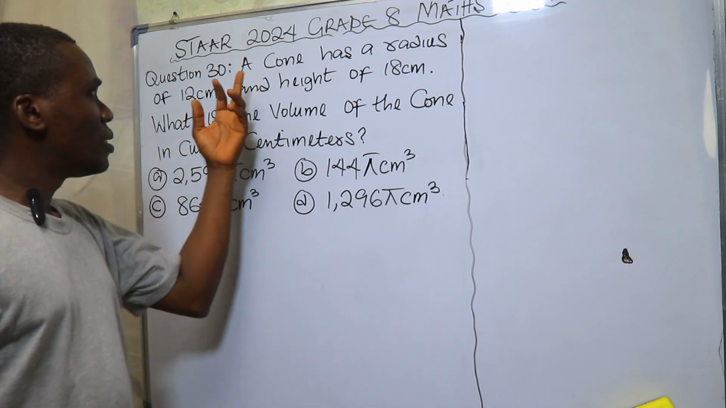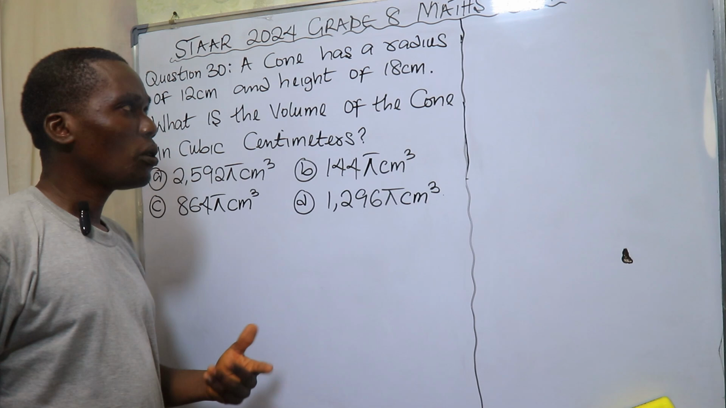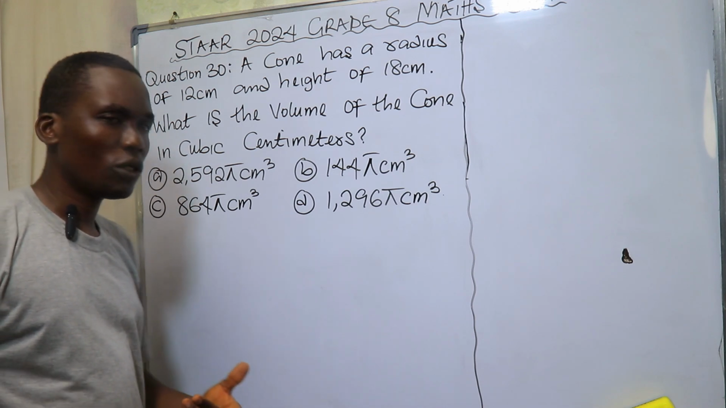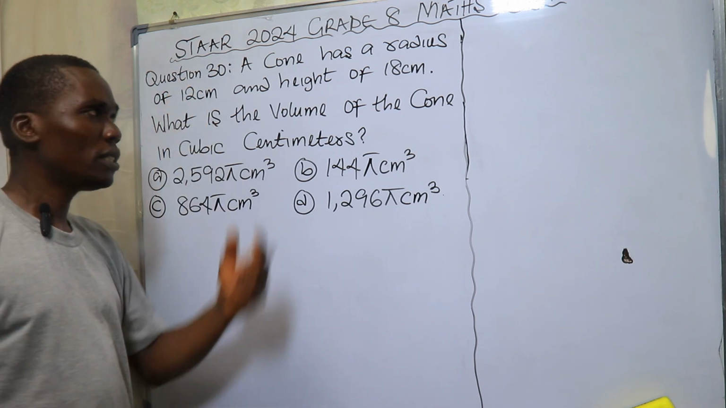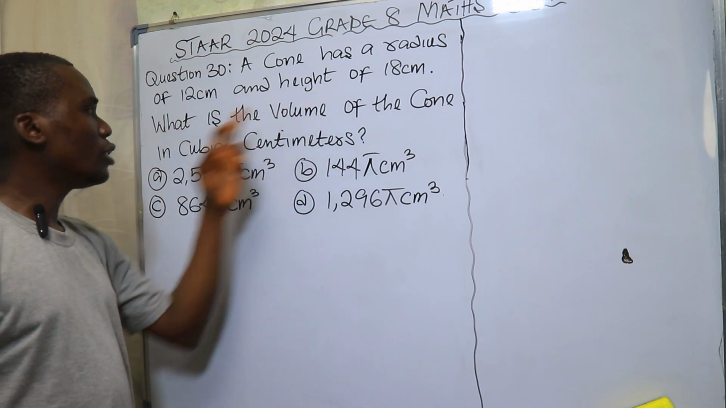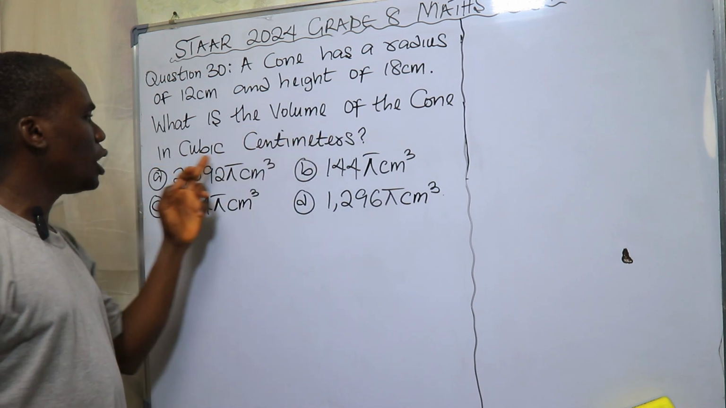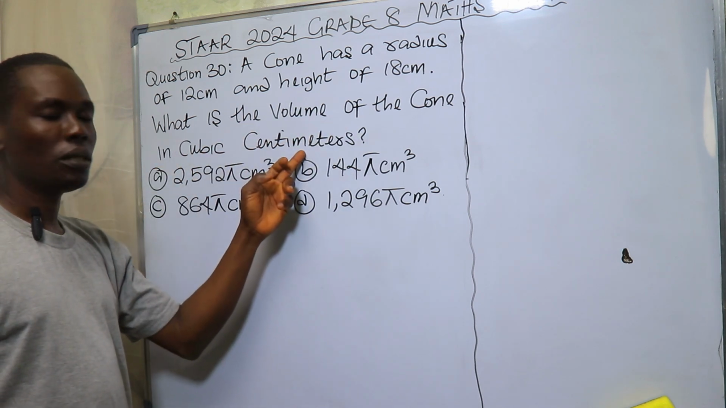Preparing for STAAR Test exam. This is a 2024 grade mathematics test question, question 30, and it says: a cone has a radius of 12 centimeters and a height of 18 centimeters. What is the volume of the cone in cubic centimeters?